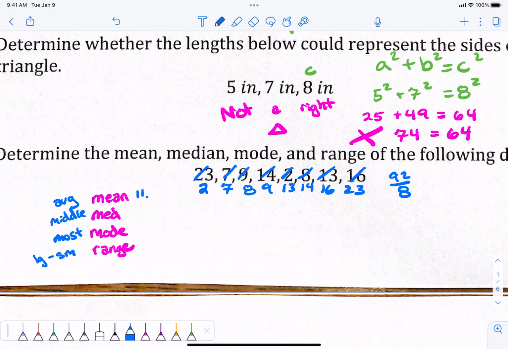11.4? 11.5. 92 divided by 8. The mean is 11.5. Mean is the average. Okay?